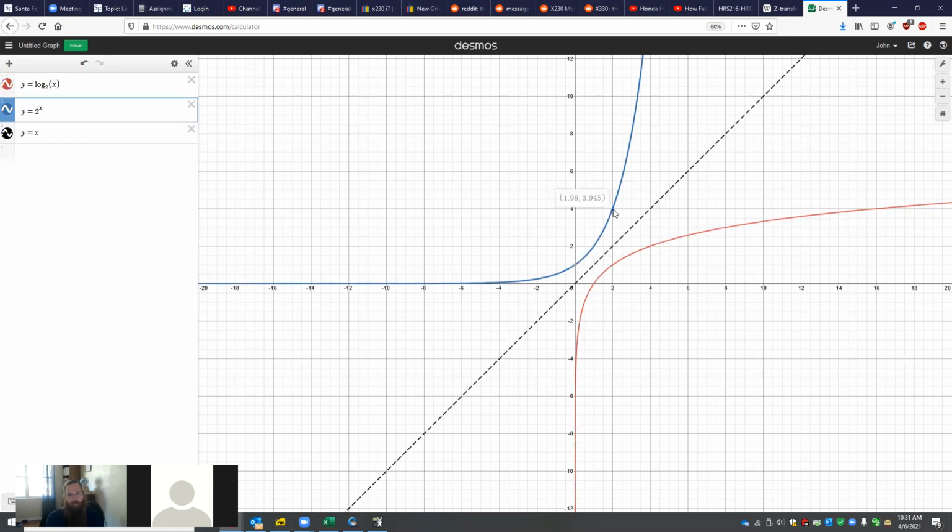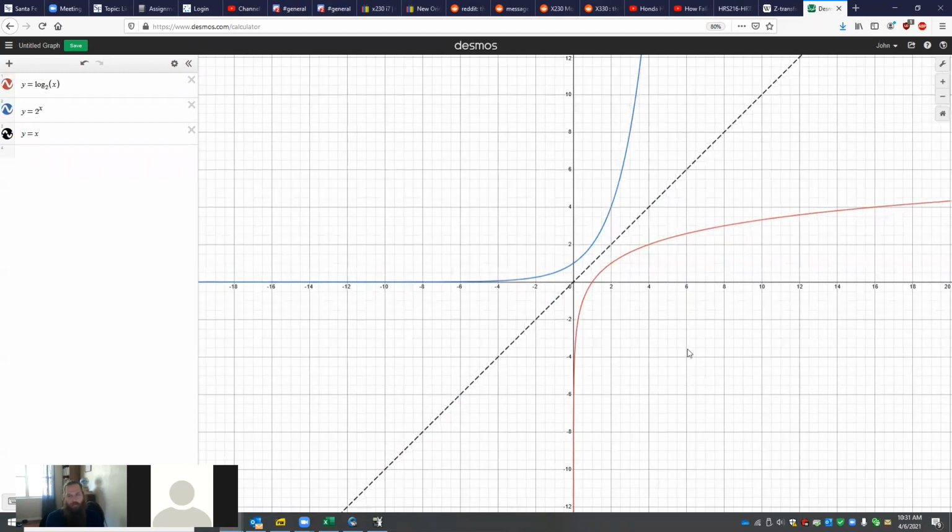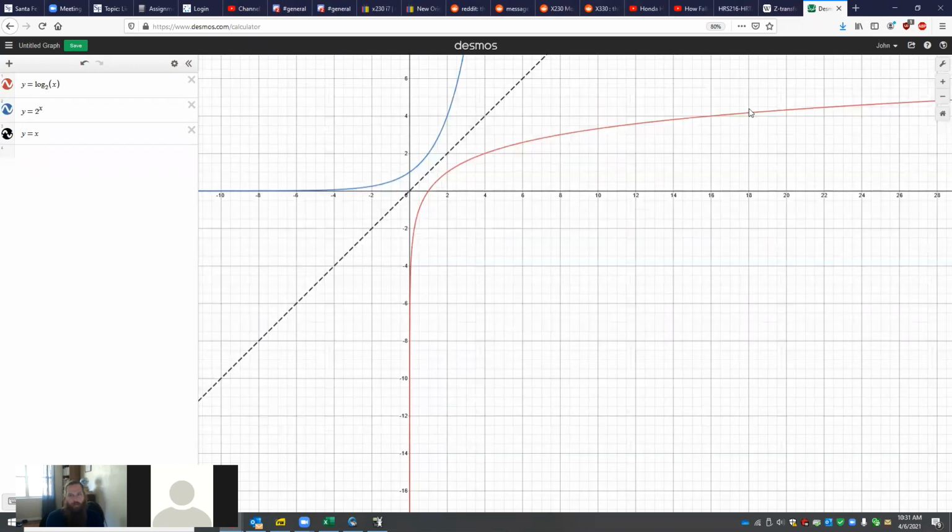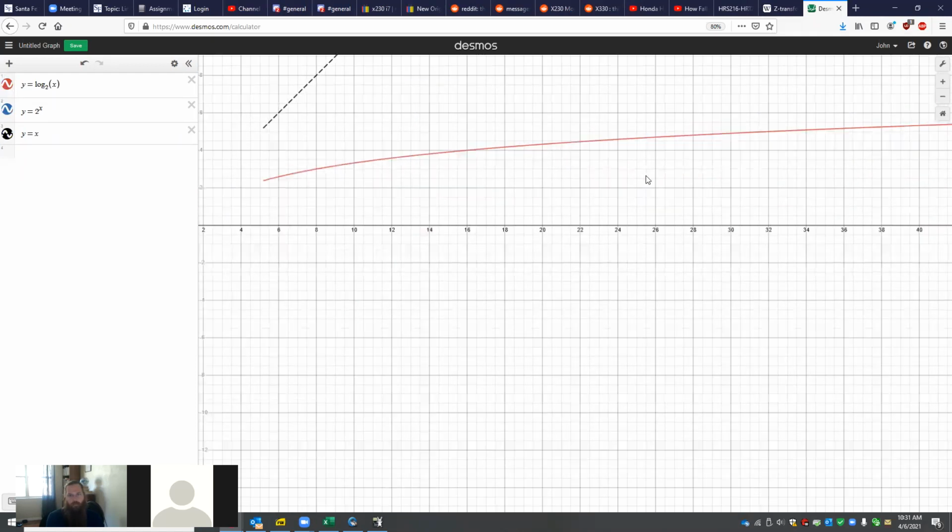Like 2 comma 4 is on 2 to the x, so 4 comma 2 is on base 2 log of x. 3 comma 8 is on 2 to the x, so 8 comma 3 is on the base 2 log of x. It's this red graph that we just sketched. All right, and you see the vertical asymptote here diving down, and you see it increases as we go off to the right.